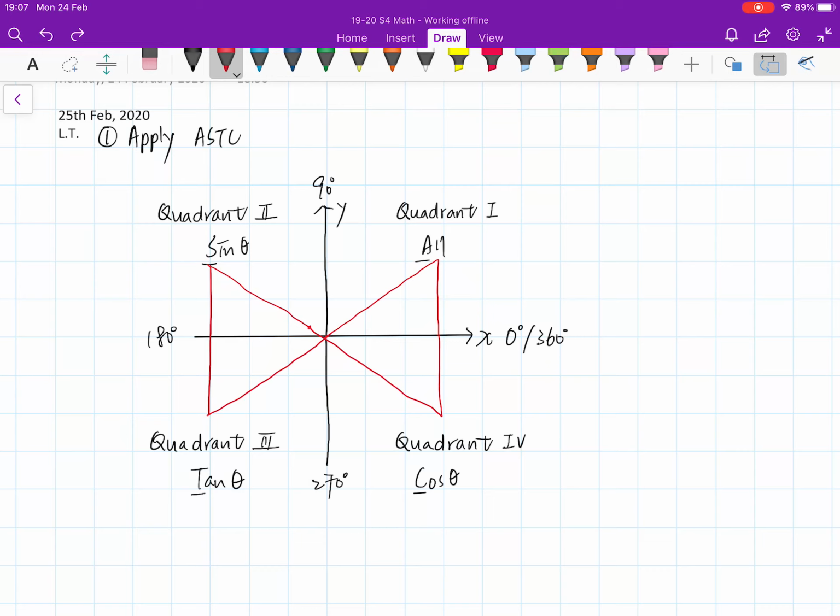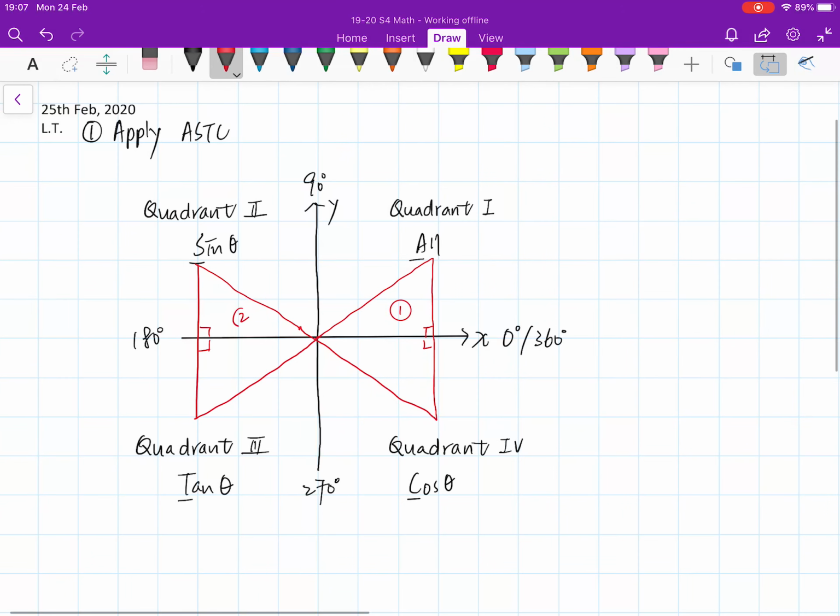Okay, so as you can see, there are 4 right angle triangles here: 1, 2, 3, 4. And I will call it a butterfly, or you can call it a bow tie. So when we want to construct some triangle in these 4 quadrants, we will construct in these 4 ways: 1, 2, 3, 4. So I will give you some examples later.